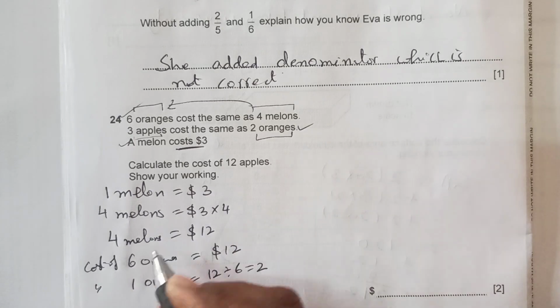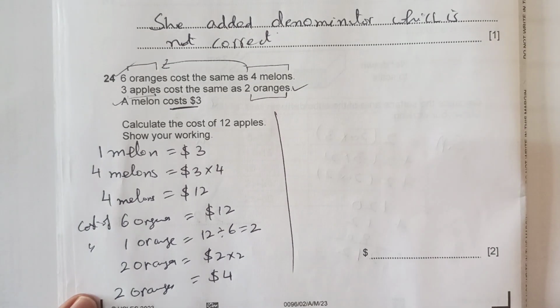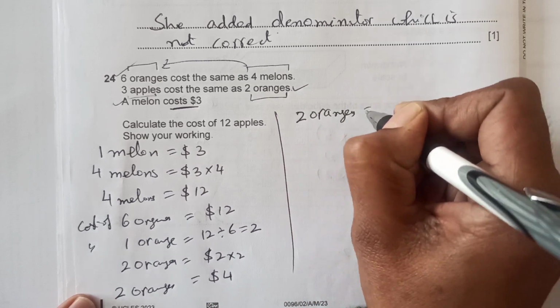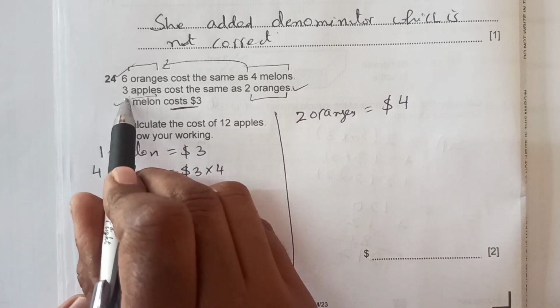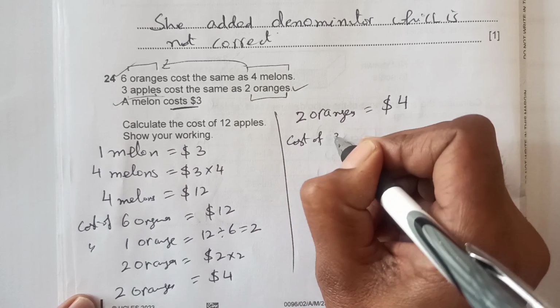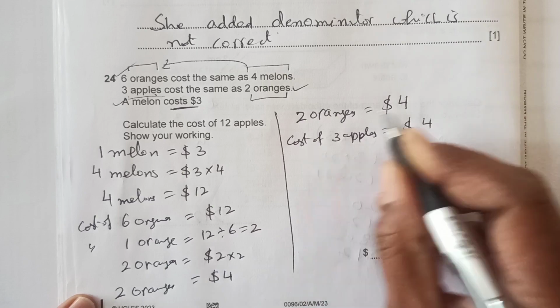And we are looking for 2 oranges. So the cost of 2 oranges is equal to $2 times 2, that is $4. That is the cost of 2 oranges, right? 2 oranges cost is 4, and this is equal to the cost of 3 apples. So the cost of 3 apples is $4, right?